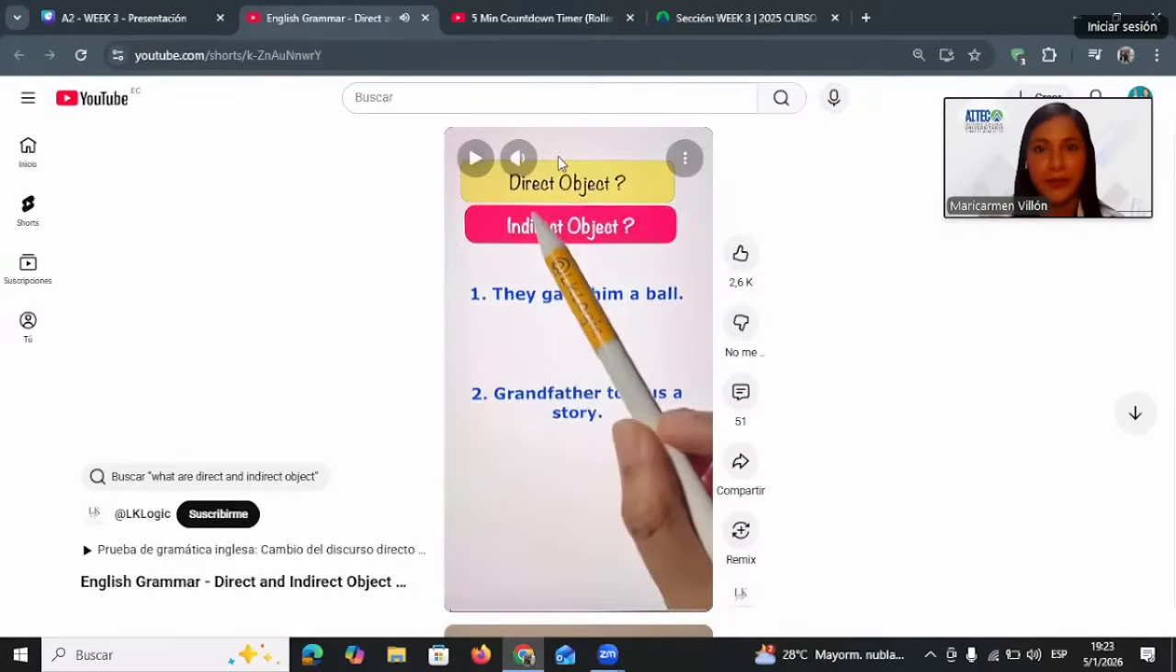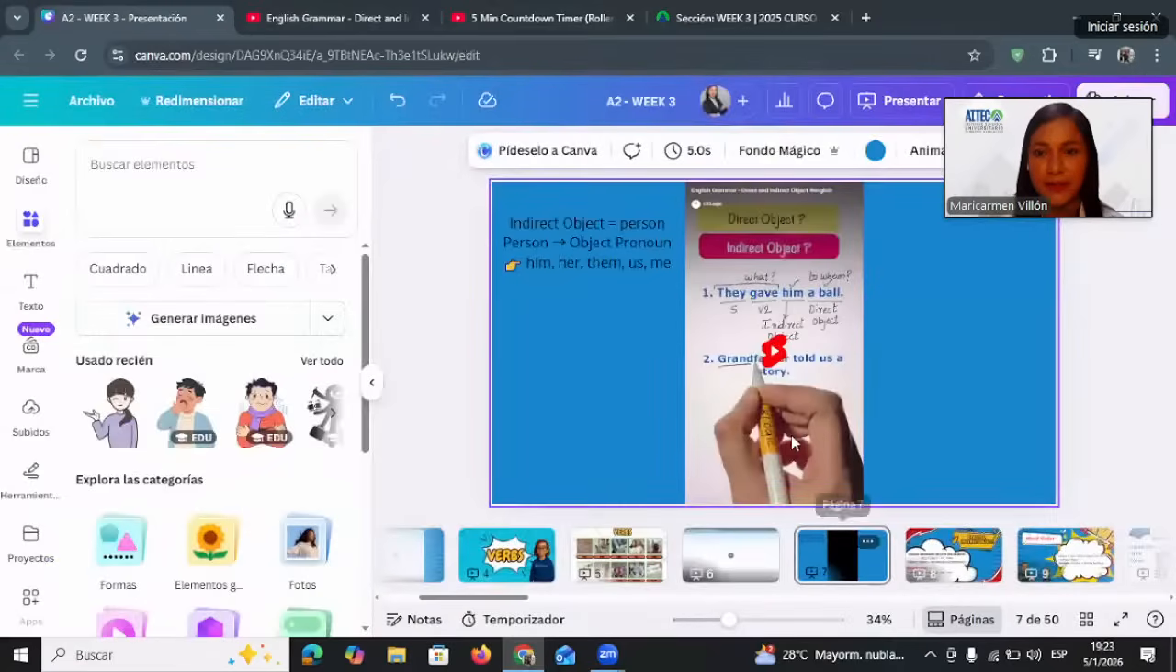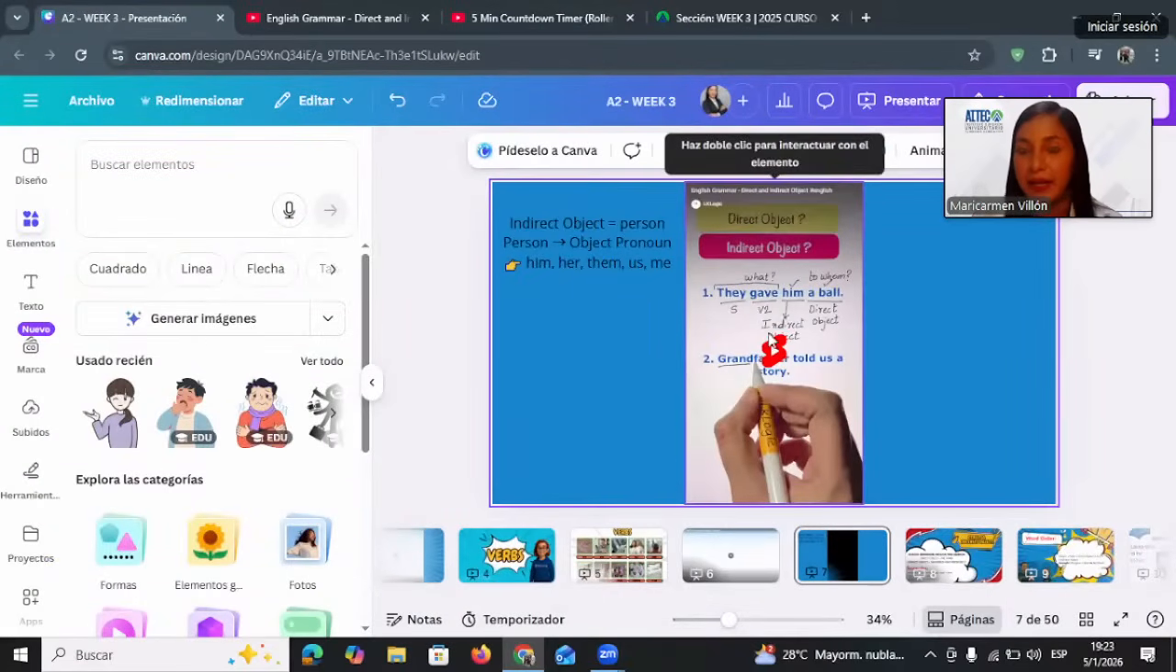Okay, perfect. Let's go back over here to our presentation. So you see, there it is. It's very easy to identify direct and indirect objects. So we have the subject in the sentence, right? We have the verb, right? What is given there, for example, here in this first sentence is the ball. That will be the direct object. And who receives it? ¿Quién recibe entonces este objeto directo? La pelota, en este caso, him.